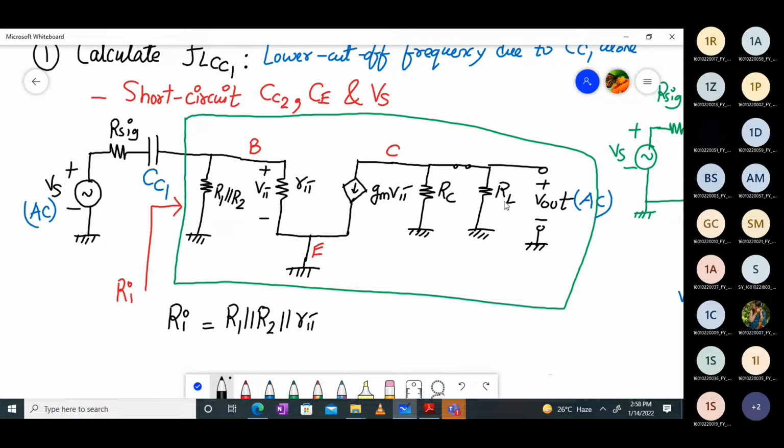Why don't we consider RC and RL? Anyone? The reason is very simple. The impedance of looking into the current source is infinite. So anything parallel to infinite has no meaning, only itself, right? That is why Ri will be equal to R1 parallel to R2 parallel to R pi. Is this point clear? This is very, very crucial: how to identify Ri.